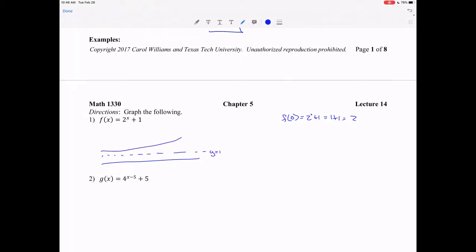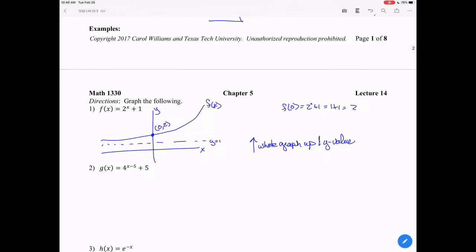So it's going to look like this. Here's my x-axis and here's my y-axis. This point right here is now going to be (0, 2), and this is what f of x is going to look like. It's just going to move the whole graph up one y value. I'm doing it like I would be teaching, though you can't see my hands. That's all it's going to do.